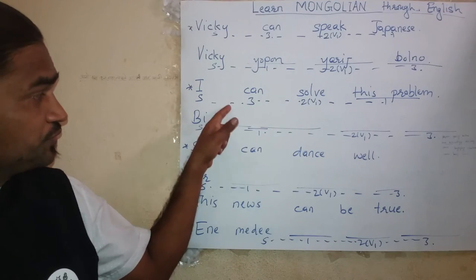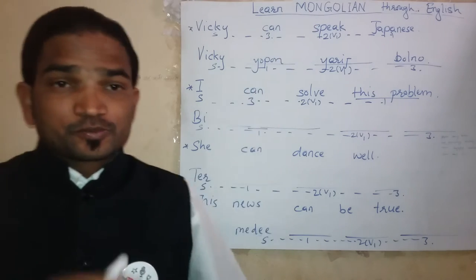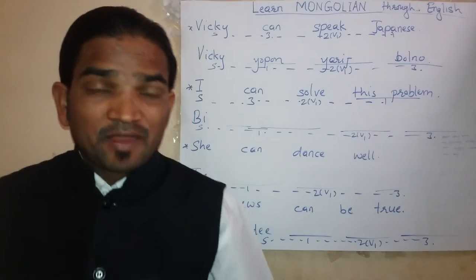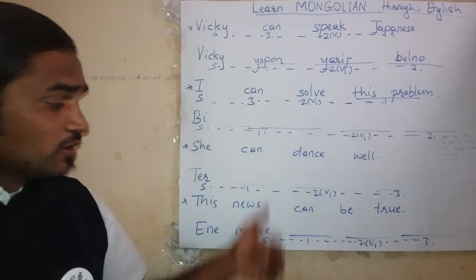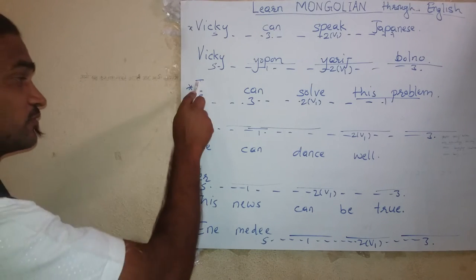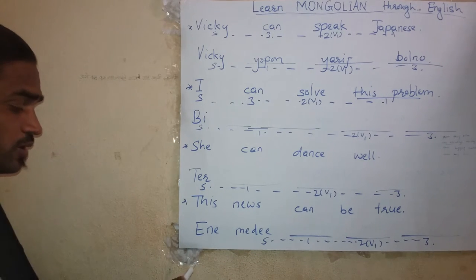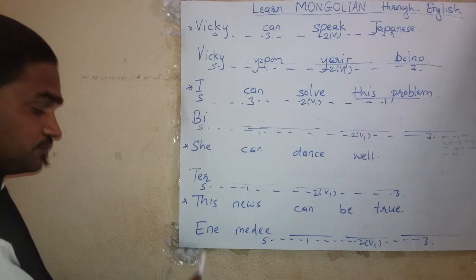Now you should pause the video, looking at this English sentence: I can solve this problem. You should try to speak this sentence in Mongolian language again and again. While trying to speak this sentence, you should also type this sentence in the comment box. First you should write the word for I. Start typing in the comment box here. The word for I is B.